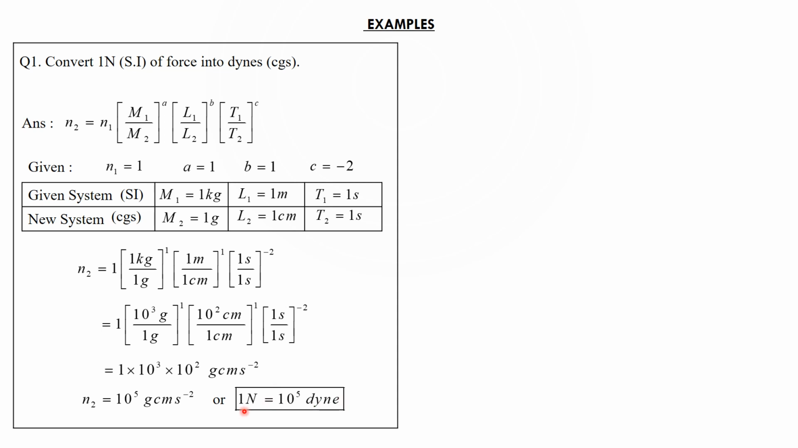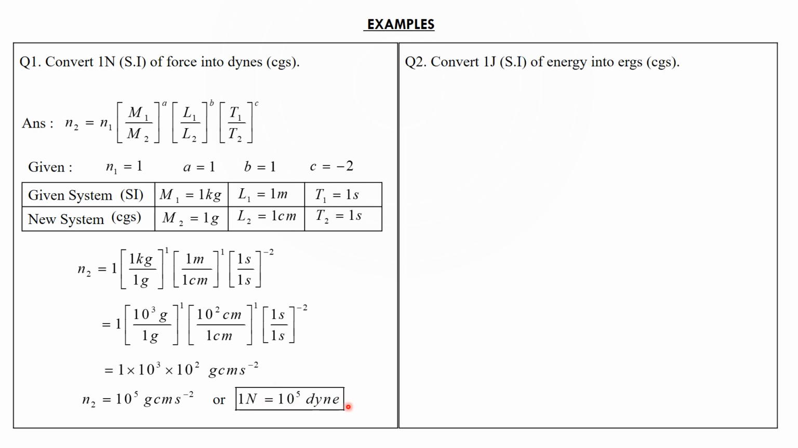Children, this is an important result for you. So do remember this. Okay. Let's move to example 2. Convert 1 joule, which is the SI unit of energy, into ergs, which is the CGS unit of energy.